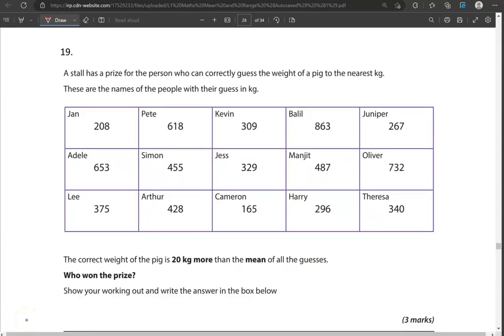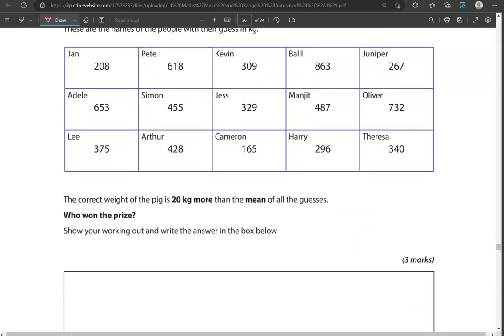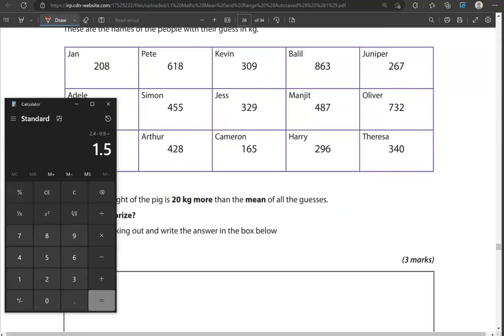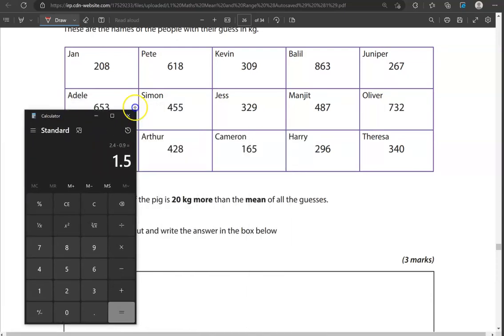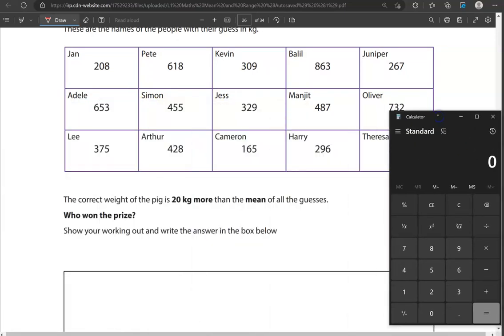A stall has a prize for the person who can correctly guess the weight of a pig to the nearest kilogram. These are the names of the people with their guesses in kilograms. The correct weight of the pig is 20 kilograms more than the mean of all the guesses. Who won the prize? Show your working out and write the answer in the box below. Okay, let's work out the mean first, and then we can add 20 to that.